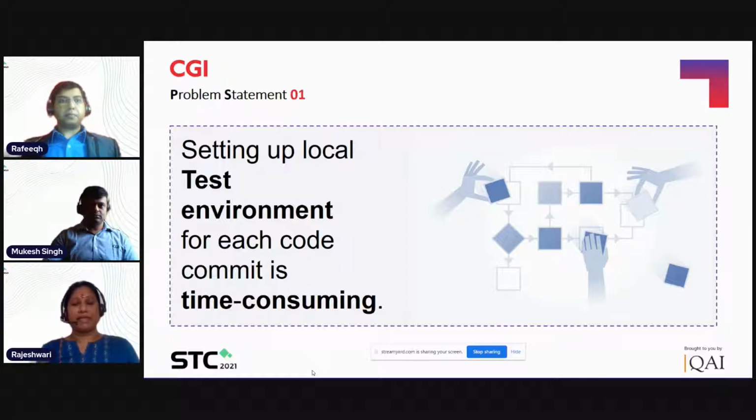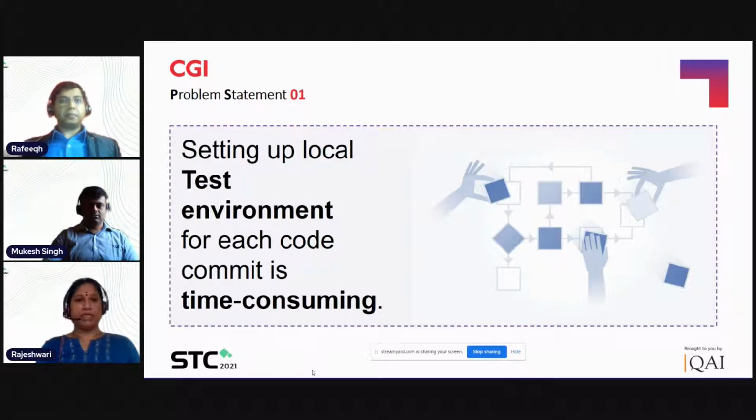Literally, for each work item or change request we get for an already deployed production application, it takes around 15 to 20 minutes for us to set up this environment before we actually start the testing. So this is the first problem we faced.